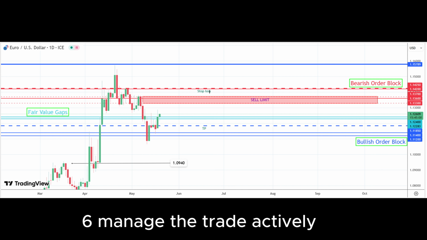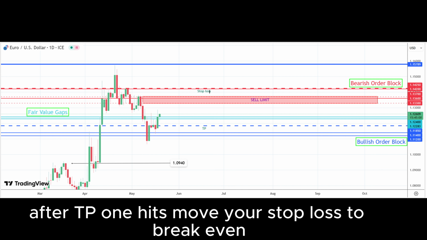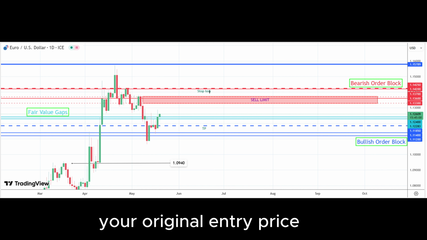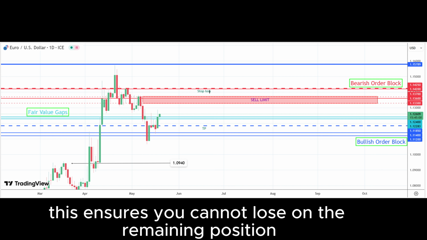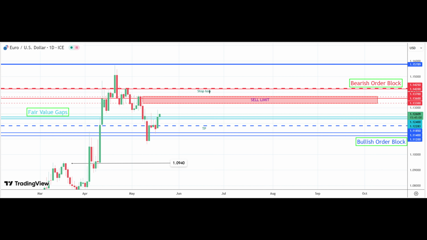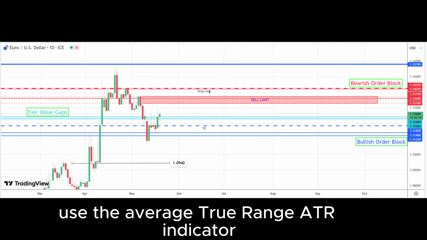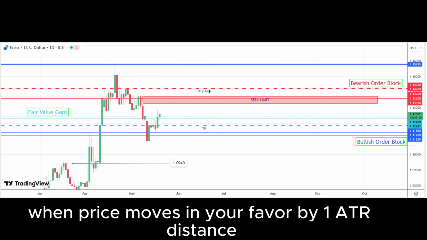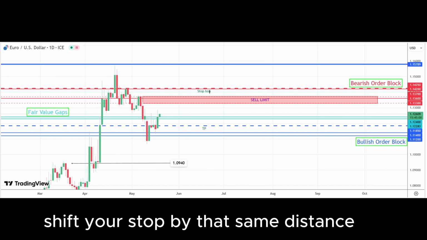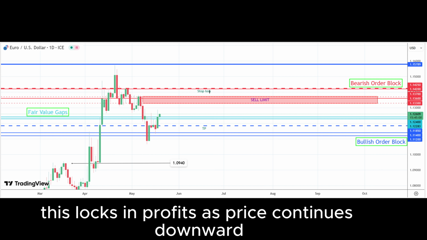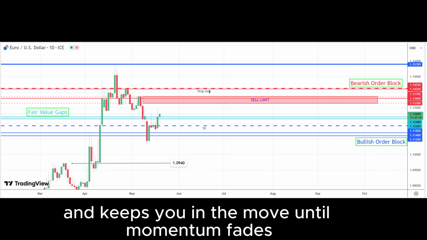6. Manage the trade actively. After TP1 hits, move your stop loss to break even, your original entry price. This ensures you cannot lose on the remaining position. Trail your stop. Use the average true range, ATR, indicator. When price moves in your favor by 1 ATR distance, shift your stop by that same distance. This locks in profits as price continues downward and keeps you in the move until momentum fades.